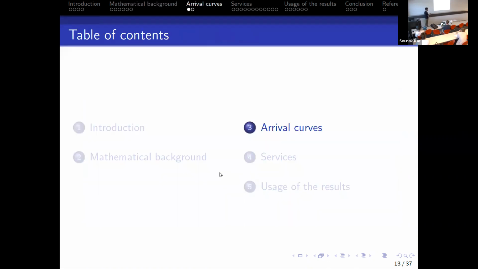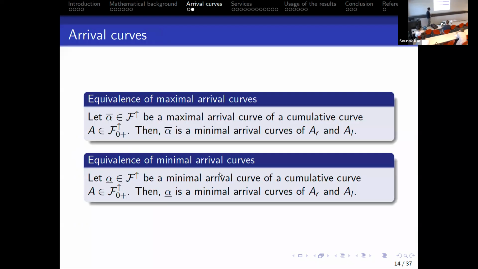Okay, so that's the end of the mathematical background, and with all those results, we can make equivalences between the left and the right world. Concerning the arrival curve, we have that they are preserved passing from a world to another. That is to say, if I take an arrival curve of a cumulative curve A, this arrival curve is also an arrival curve for the right and the left extension of A.